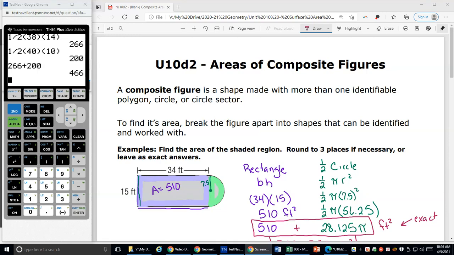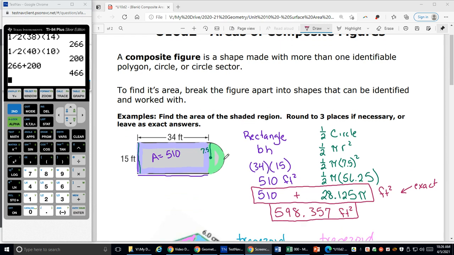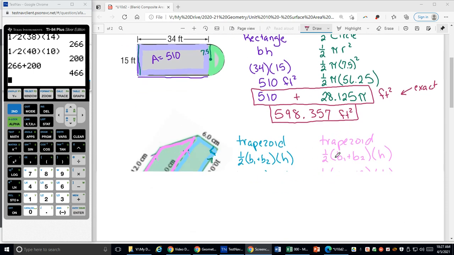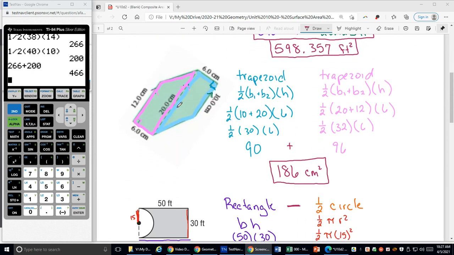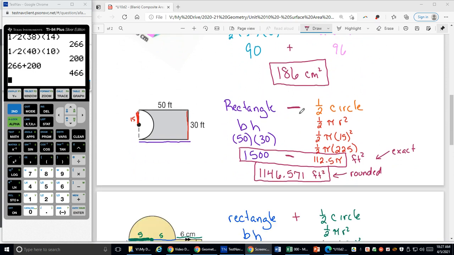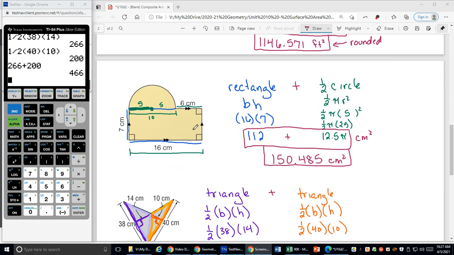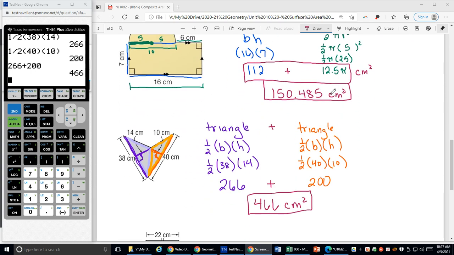Welcome back. We are still going to finish up Unit 10, Day 2, areas of composite figures. We've already practiced a few where we've divided shapes into rectangles and semicircles or half circles, and two trapezoids. Sometimes it's kind of weird to identify those. We looked at when you have to take some parts away, subtracting pieces that are not shaded. And then again, here's another rectangle and half circle.